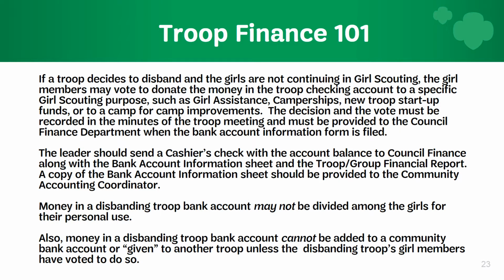If the troop decides to disband and the girls are not continuing in Girl Scouting, the girl members may vote to donate the money in the troop checking account to a specific Girl Scouting purpose, such as girl assistance, camperships, new troop startup funds, or to a camp for camp improvements. The decision and the vote must be recorded in the minutes of the troop meeting and must be provided to the Council Finance Department when the bank account information is filed.